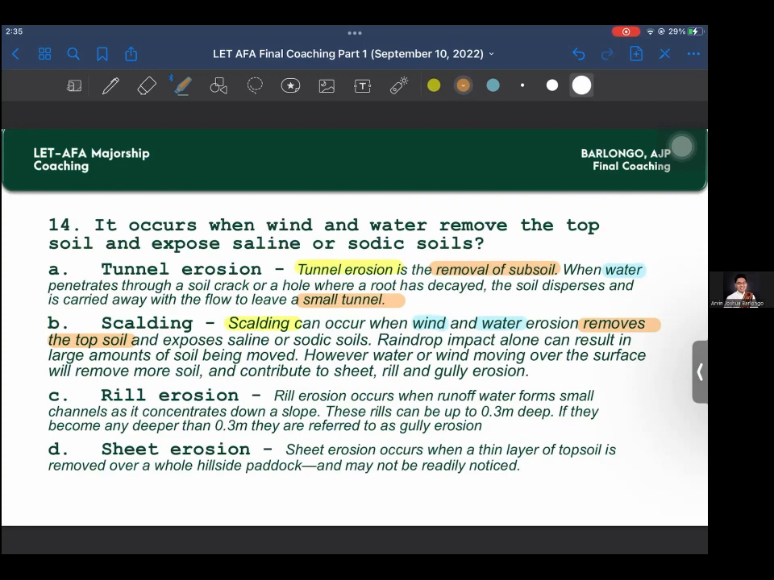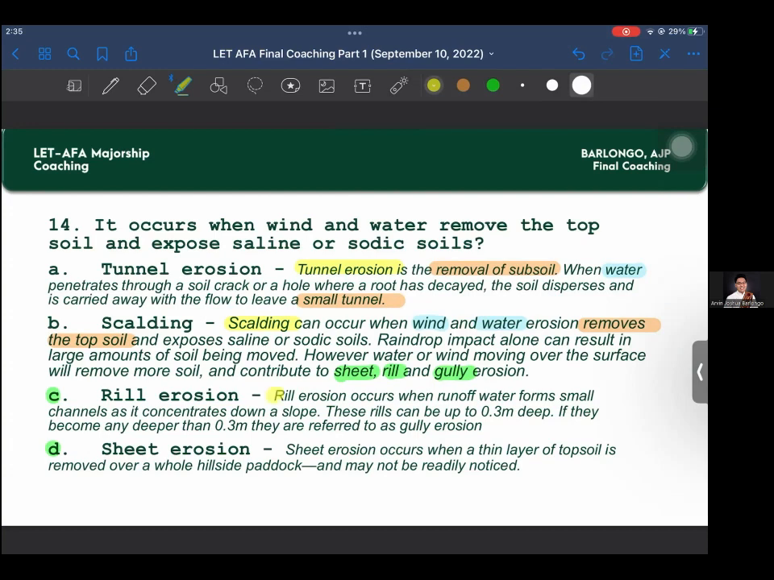Okay? So, here, raindrop impact alone can result in large amount of soil being moved. However, water or wind moving over the surface will remove more soil and contribute to sheet, rill, and gully erosion. So, these three are also other types of erosion or more specific types of erosion. So, andito sa baba yung dalawa. Ayan. So, tignan natin ang rill erosion.